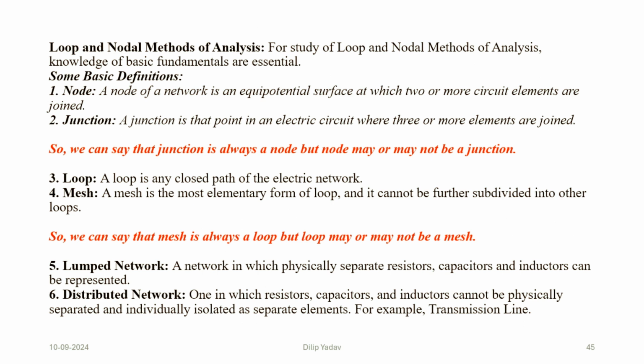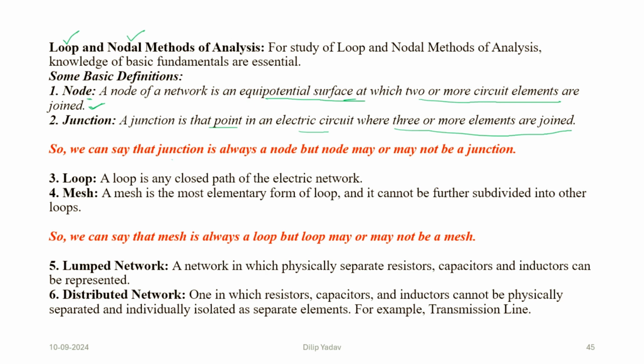Now coming to the other part, that is we have the loop. We have studied what is the loop earlier, also nodal method. Now we are going for the loop and the nodal method. What is a node? We said that the node of the network is equipotential surface at which two or more circuit elements are joined. In this, we can say a junction is a point in an electric circuit where three or more elements are joined. This is two or more circuit elements. This is three or more circuit elements are joined. This is known as the junction.